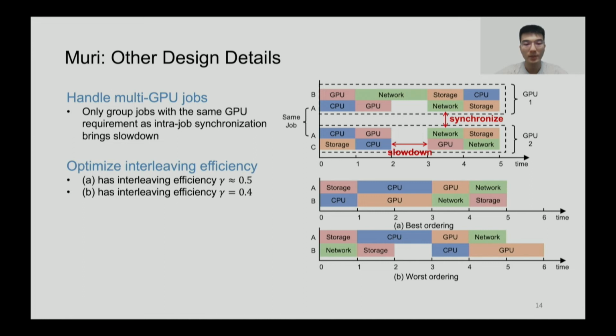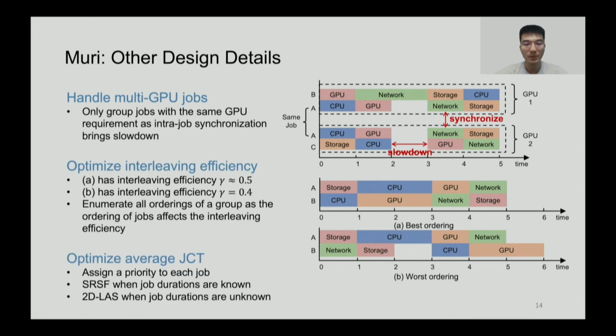Second, given multiple resources, there are several orderings to interleave the jobs, and different orderings have different interleaving efficiency. To address this problem, we enumerate all the orderings to find the best one. Additionally, as multi-resource interleaving reduces makespan inherently, we optimize for the other common metric, average JCT. Muri assigns a priority to each job according to two effective methods, SRSF and 2DLAS, to minimize average JCT.